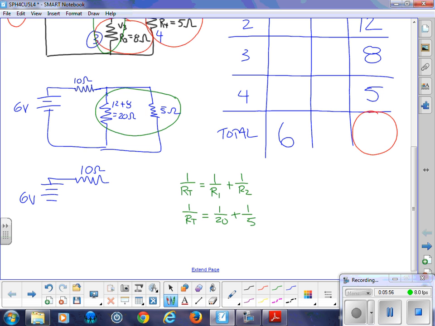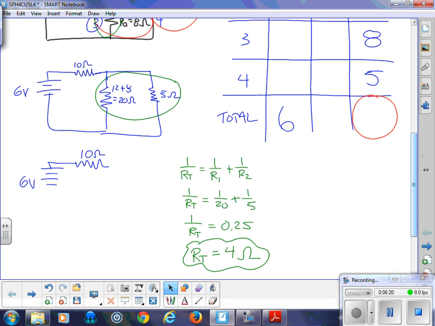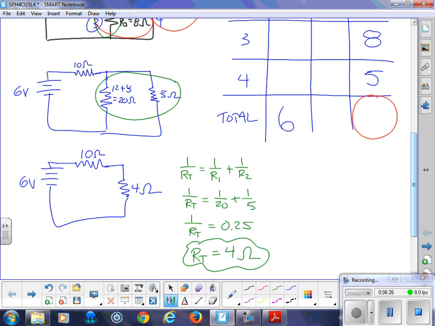Doing the calculation, I get 1 over my resistance total is equal to 0.25. I then put it to the exponent -1 to flip it over. So my resistance total is now 4 ohms. So those two parallel circuits that I just identified in green, I can squash them together to create one resistor of 4 ohms. So what is the total resistance for my basic circuit?